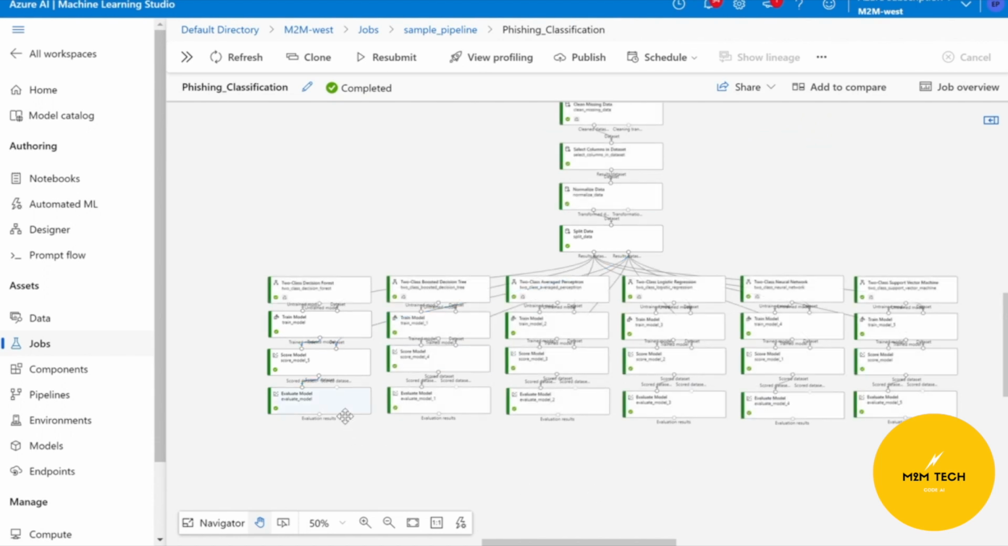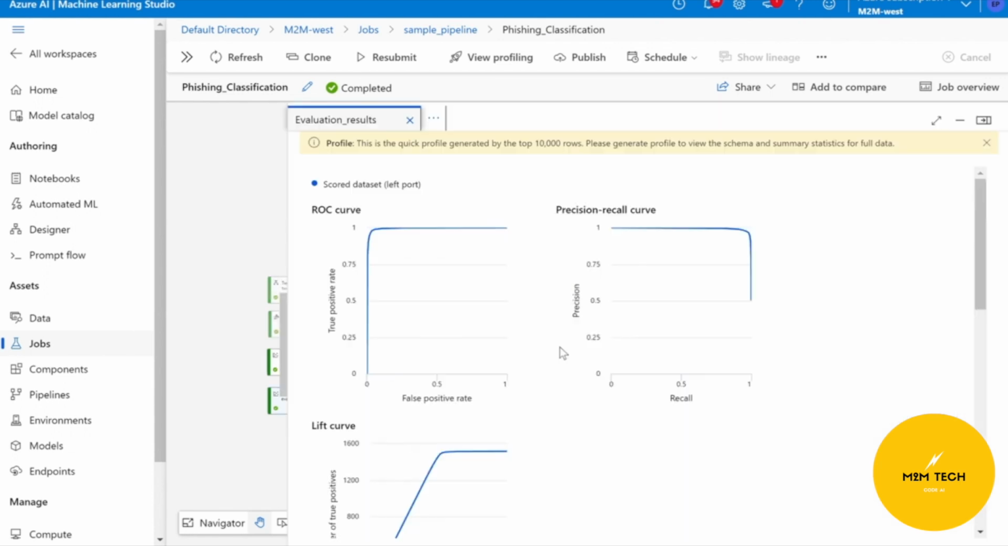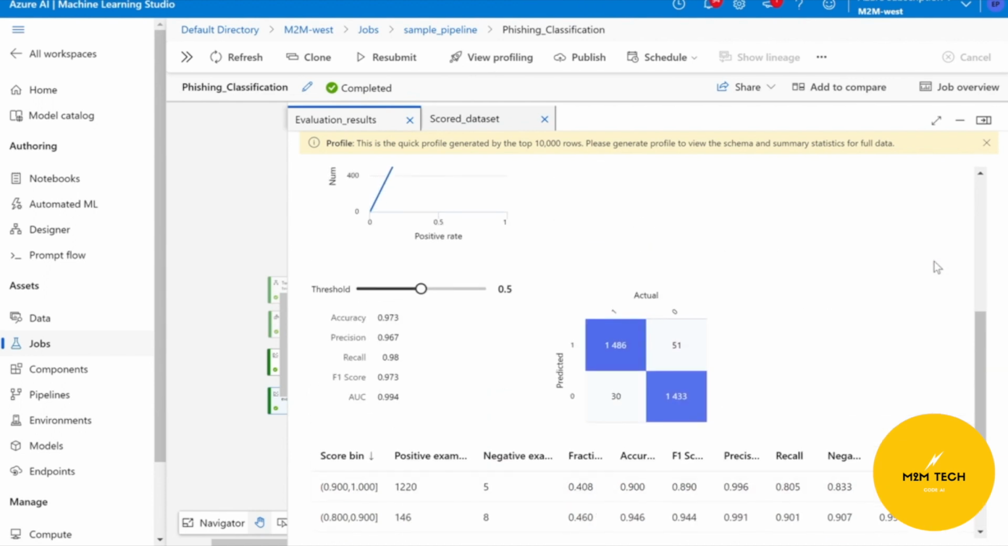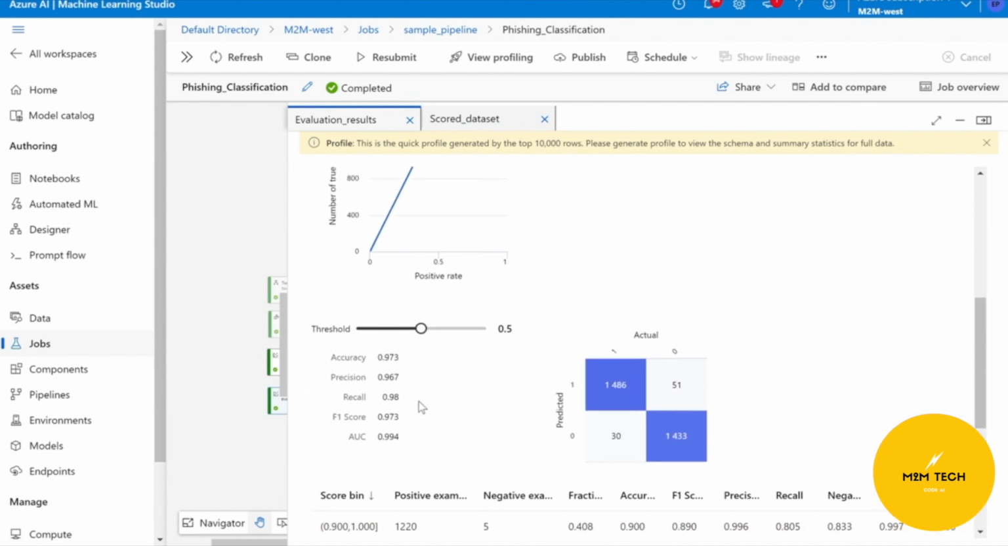To evaluate how well our model did, for the decision forest, I have to see the accuracy, the F1 score, the AUC, and such. Looking at the evaluation results given by the evaluate model, we can see that the accuracy for the decision forest is 0.973. Precision is also high, as are recall, F1 score, and AUC.